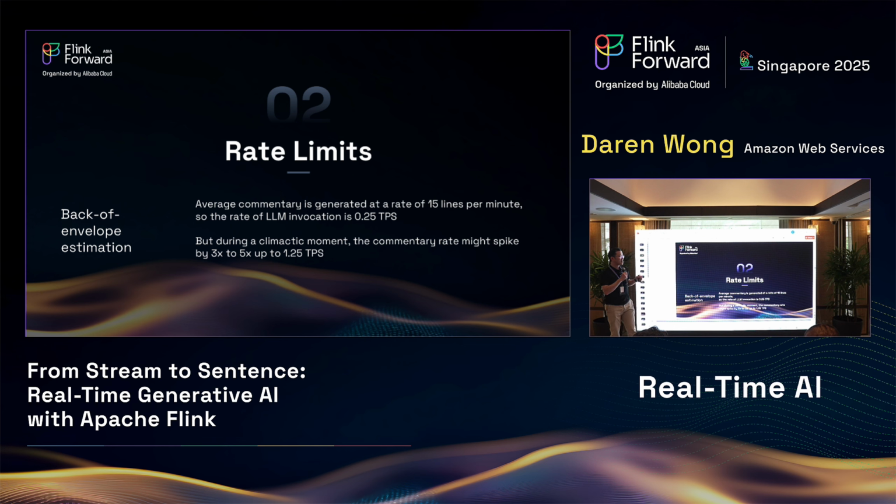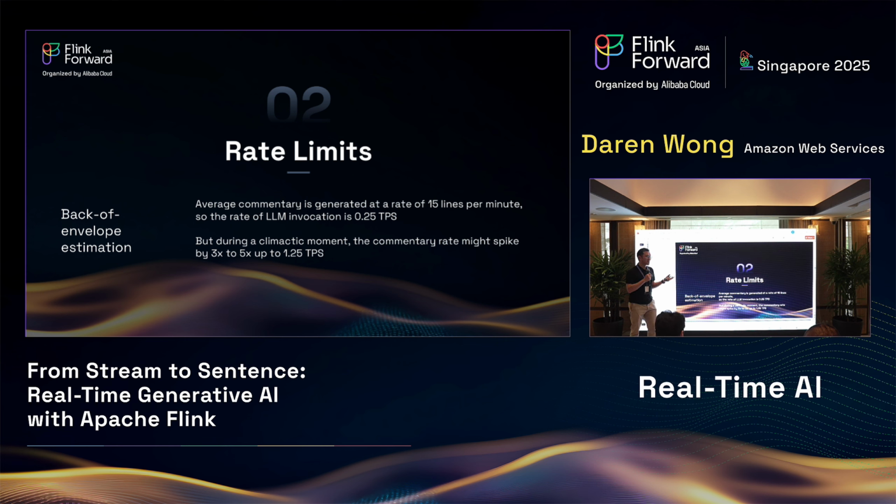So again, let's first define the requirements here. What sort of rate limits do we need to deal with to make this feasible? I've done a back of envelope estimation here. On average, a commentary is generated at the rate of 15 lines or 15 comments per minute. So the rate of LLM invocation should be around 0.25 TPS on average.